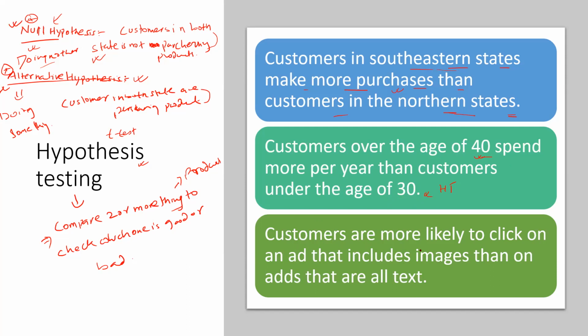Likewise, my third example would be that customers are more likely to click on an ad that includes images than on ads that are all text. So customers are more likely to click on image ads or simply on text? This can be my other hypothesis testing. Which one out of the two is good or bad? We can determine that using hypothesis testing. This is also one of the interview questions.